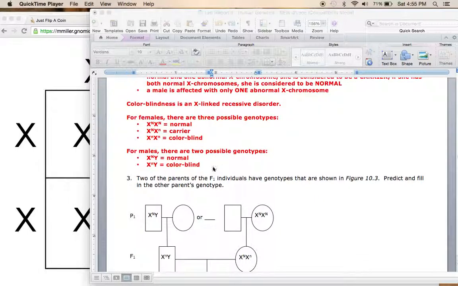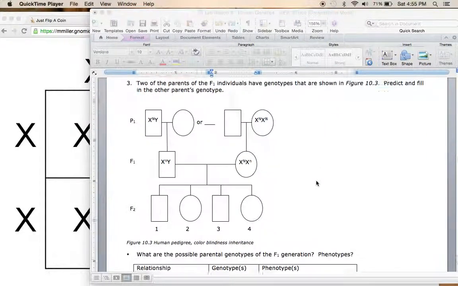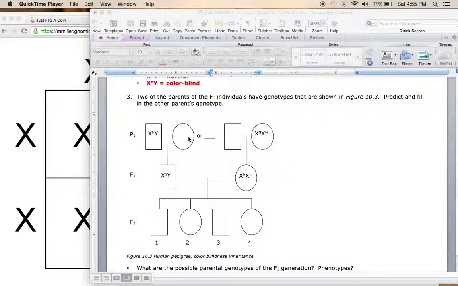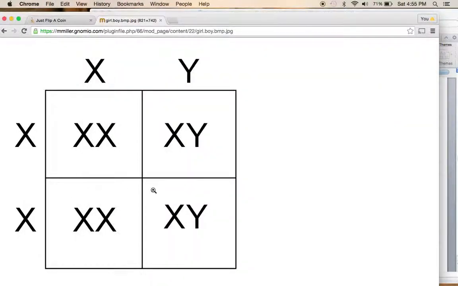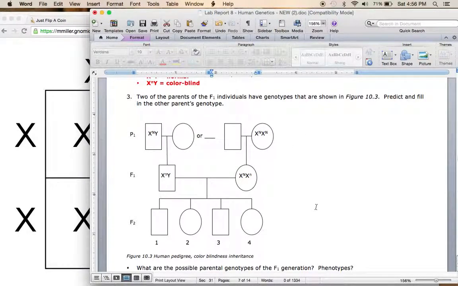For males, you've only got two genotypes, which means there are only two phenotypes. Either they're normal or they're colorblind. Either they have a normal X chromosome in combination with their Y, or they have an abnormal X chromosome in combination with the Y and they're considered colorblind. We're looking at this pedigree where you're given some genotypes and you have to fill in the rest. I just want to remind you that when we're talking about crosses with X and Y for a Punnett square, you end up with two females and two males in the Punnett square. We'll get back to that in just a second.